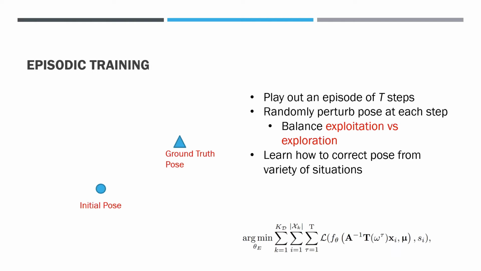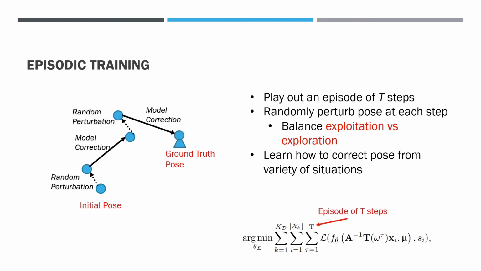So the way that we do this in training is that we'll actually play out an episode of T steps for a batch. So for a batch, what we'll do is we'll start with an initial pose. Then we'll randomly perturb the pose. And the reason why we randomly perturb this is, again, for this exploitation versus exploration balance. So the perturbations here are really how we calibrate that balance. Then the network predicts the correction. And then there'll be another random perturbation, and then it predicts the correction. So here we only have an episode of 2, but in reality, it'll be an episode of maybe like 10 to 15, depending on what's happening.